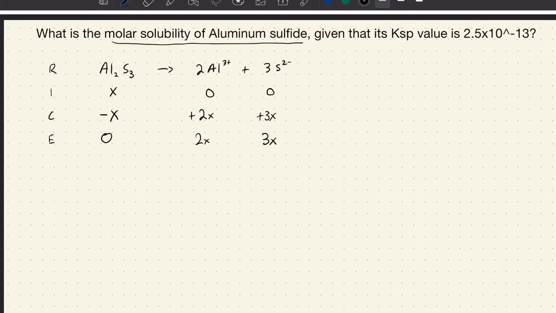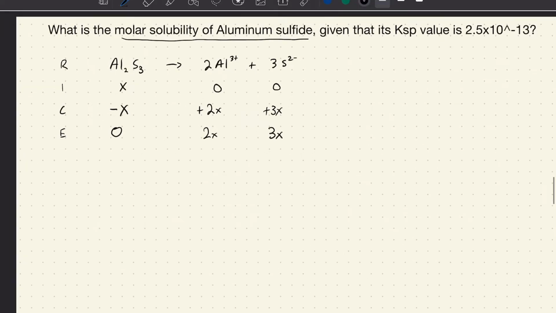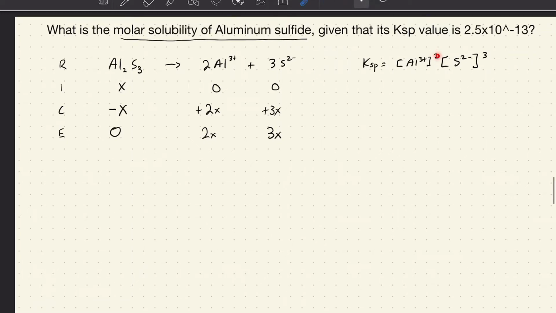Now that I have my RICE table done, I can write my equilibrium expression. Okay, and remember that this has to be the concentration of aluminum ion squared times the concentration of sulfide ion cubed. All right, now the equilibrium concentration of aluminum ion is 2 times x, so that's going to be 2x quantity squared. And then the concentration of sulfide ion at equilibrium is 3x, so that's going to be 3x quantity cubed.